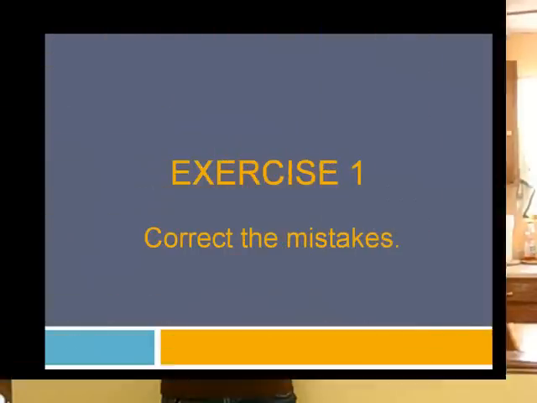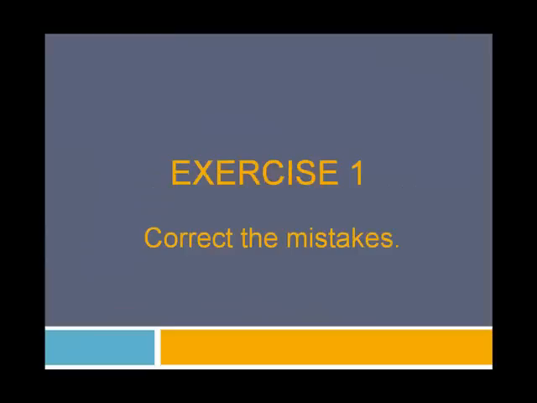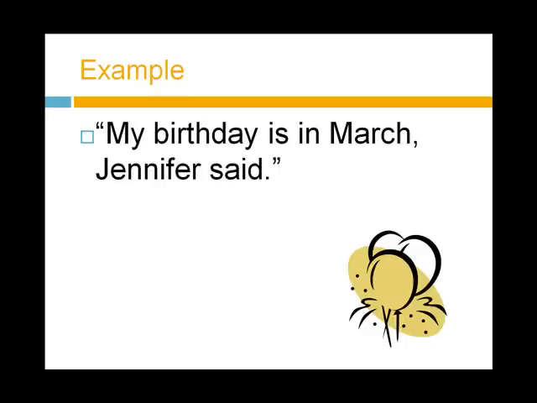Let's try an exercise. Exercise 1. Correct the mistakes. Example. What's wrong with the statement? My birthday is in March, Jennifer said. The mistake is with the quotation marks. Let's move them and put them around the original words.